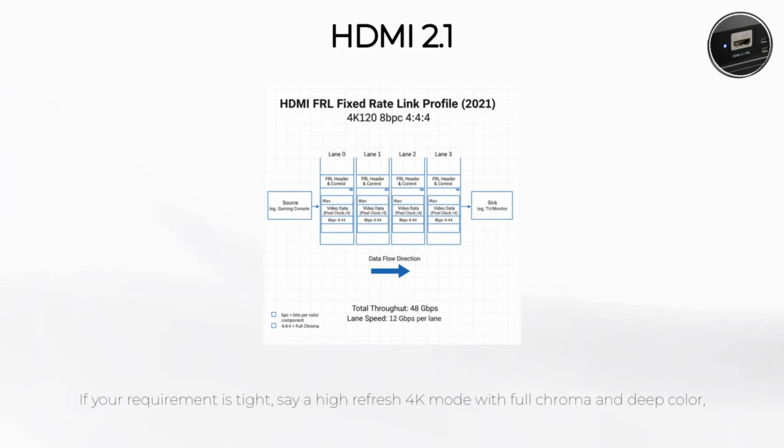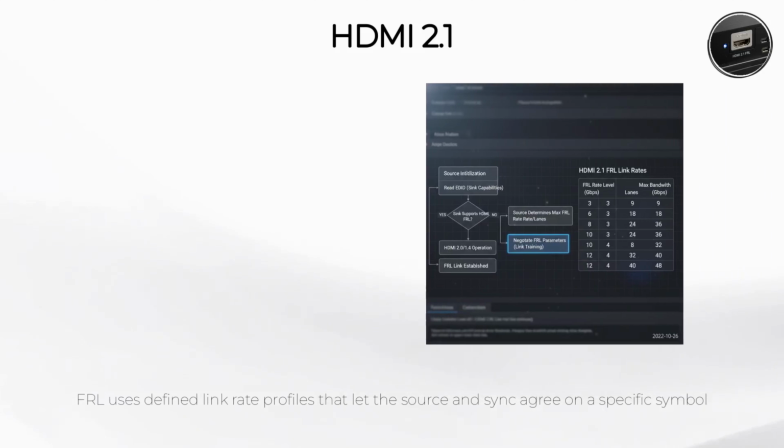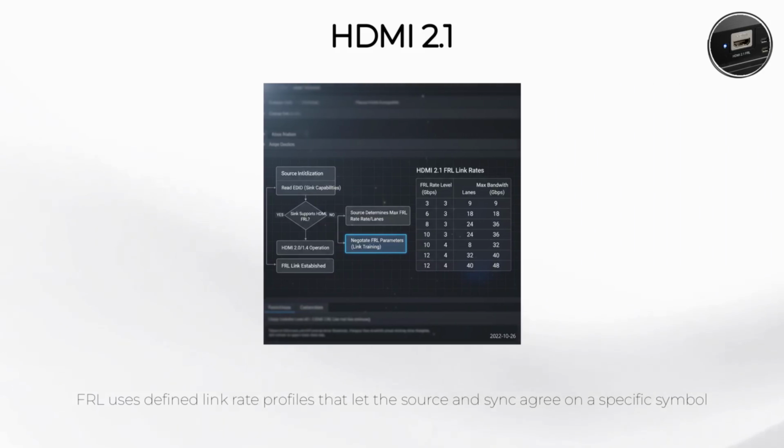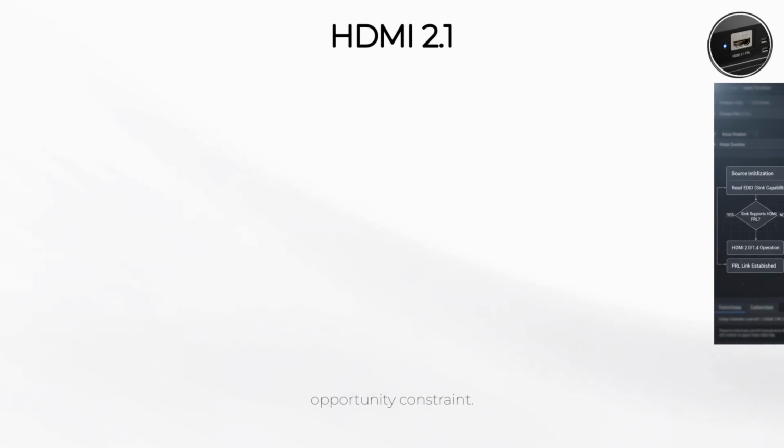If your requirement is tight, say a high refresh 4K mode with full chroma and deep color, you can't stop at the label. The technical pivot that enabled higher rates on HDMI is the shift from TMDS signaling to FRL, or fixed rate link. FRL uses defined link rate profiles that let the source and sink agree on a specific symbol rate across multiple lanes. That sounds a lot like DisplayPort's world, because at high speeds, physics is an equal opportunity constraint.